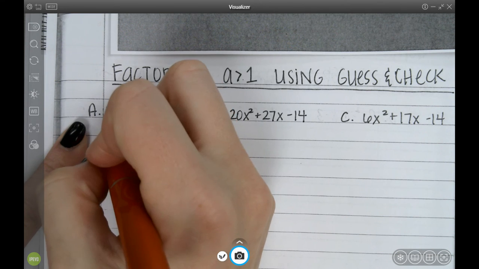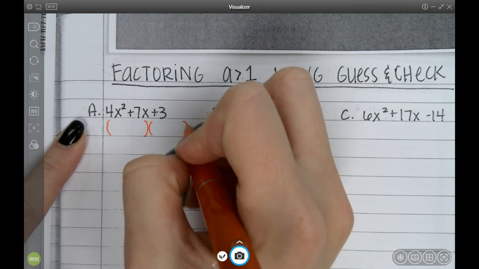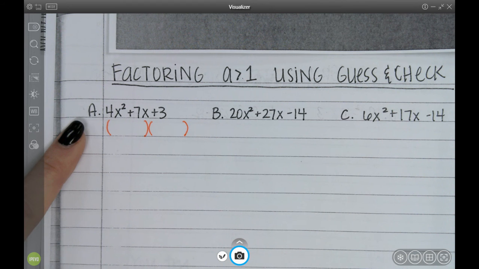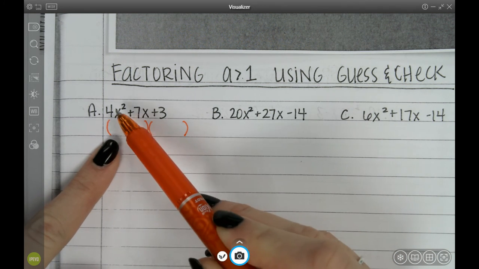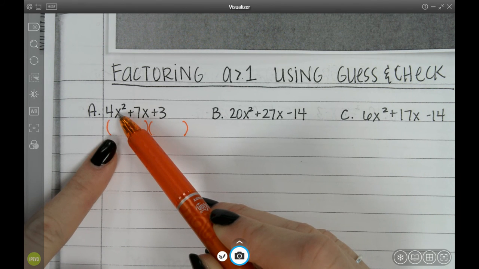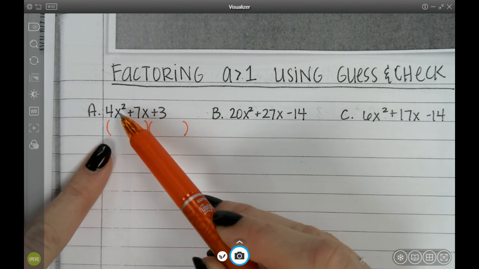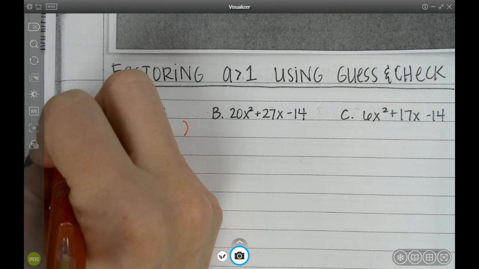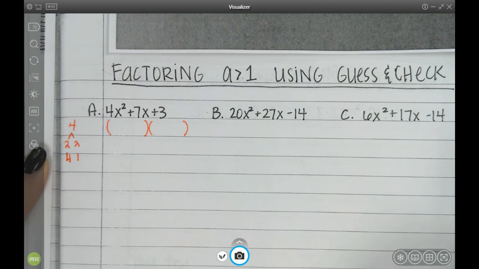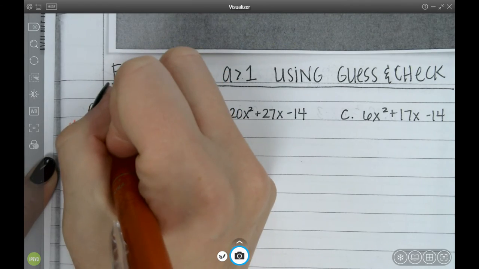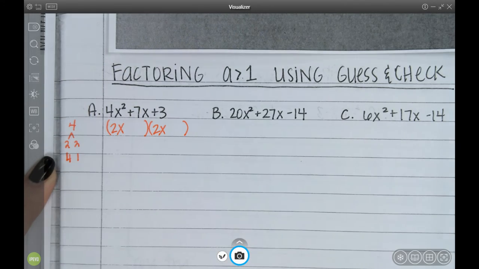So in my 2 sets of parentheses, I need whatever's in the front of each set of parentheses to multiply to give me 4x squared, right? So what are my factors of 4? 2 and 2, what else? 4 and 1. Okay, so I'm going to start with 2x and 2x because that's what everyone said first.